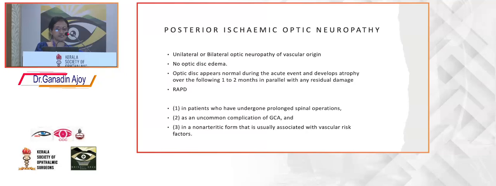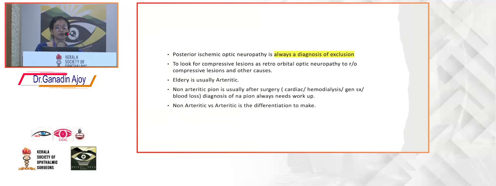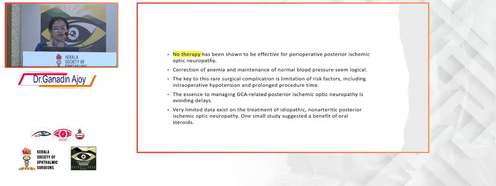Coming to posterior ischemic optic neuropathy: a unilateral or bilateral neuropathy of vascular origin, no disc edema, the disc appears normal, and RAPD is present. It occurs in patients who have undergone prolonged operations, especially spinal operations. It can occur as a complication of GCA, and in a non-arteritic form it is usually associated with vascular risk factors. It is hard to identify, but it is always a diagnosis of exclusion. You have to do all the investigations, rule out arteritic causes, rule out other compressive lesions, but there is no therapy as such. The key is limitation of risk factors and treatment of GCA.